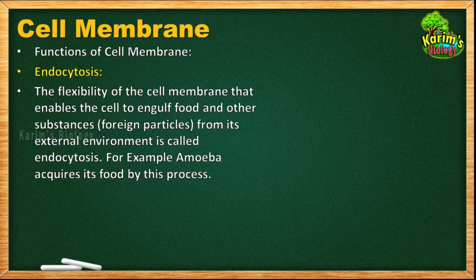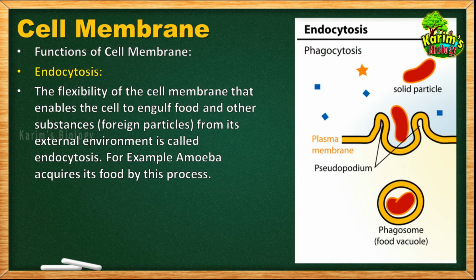So this flexibility of the cell membrane enables the cell to engulf food and other substances or foreign particles. Engulf means swallowing. When the cell wants to engulf any other substance or foreign particles into it, this flexibility of the cell membrane is very useful to the cell. This phenomenon is called endocytosis. For example, amoeba acquires its food by this process.